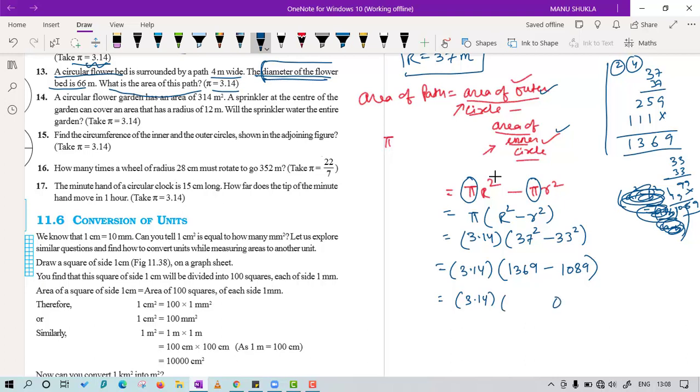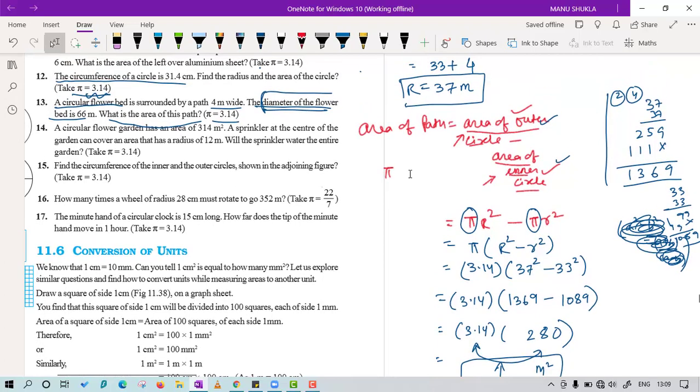So 9 minus 9 is 0, 16 minus 8 is 8, 2 minus 0 is 2, and this is the answer. Now you just have to multiply these two and you will get your required answer in meter square. That will be your answer of area of the path. I hope this is clear to everyone. Now let's see the next question.